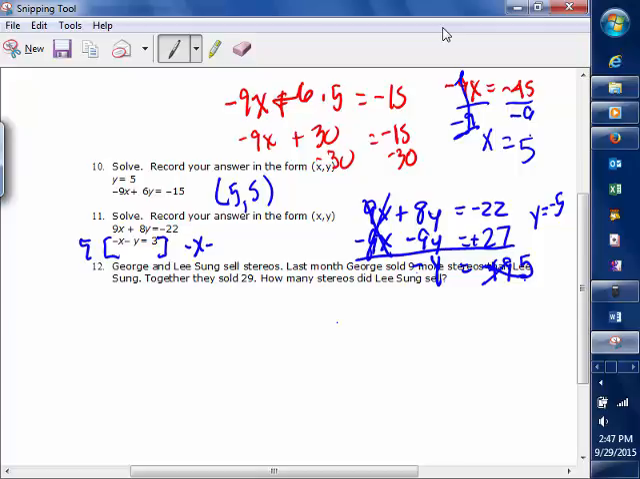Negative x minus negative 5 equals 3. Subtract 5 from both sides. We have negative x is negative 2. So our answer is negative 2, negative 5. Let's substitute that into the first equation.